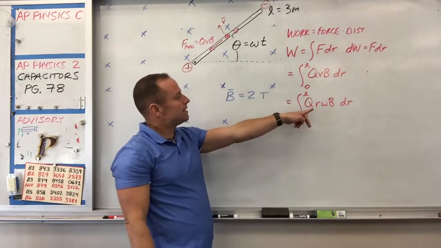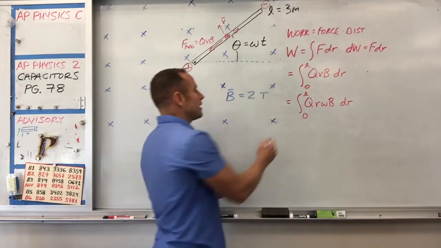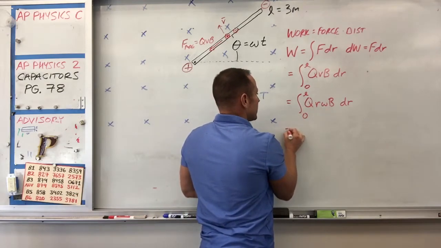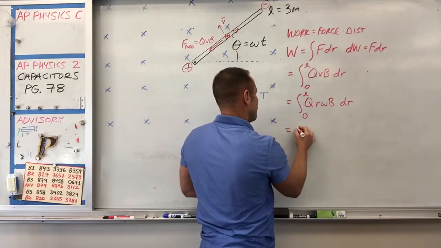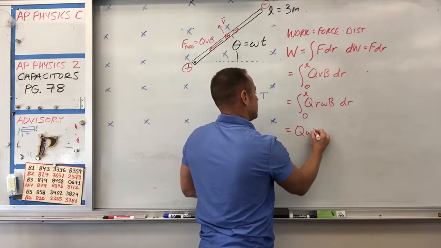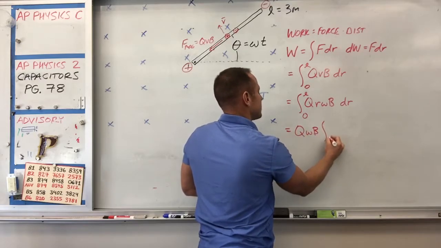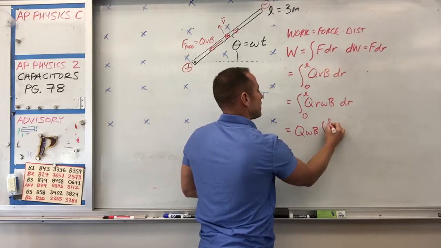So it looks like we're ready to add these up, or to integrate. And so what we can do, let's pull the constants out. Q, omega, and B are all constants. And then we just need to integrate R from 0 to L.